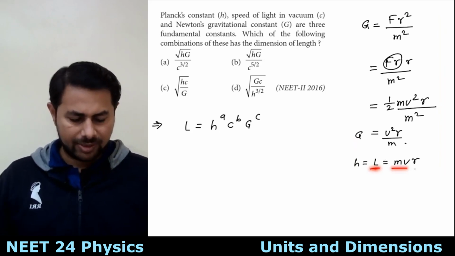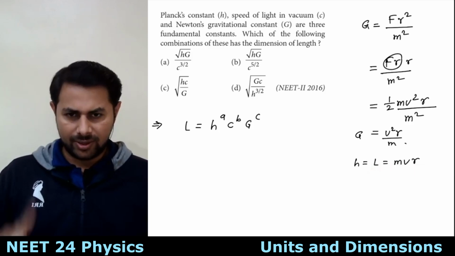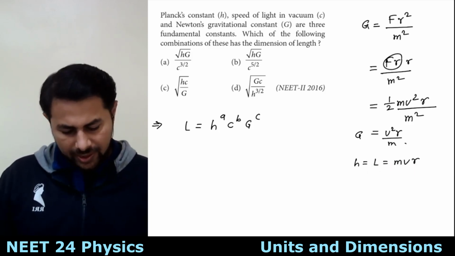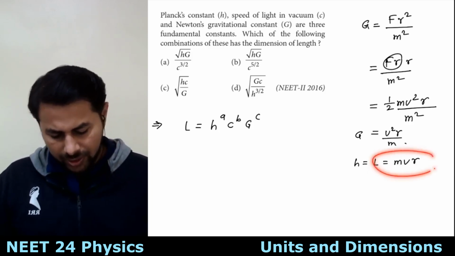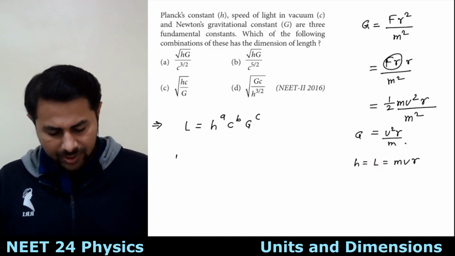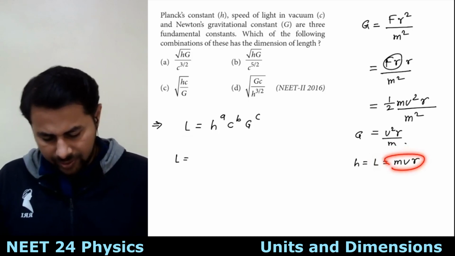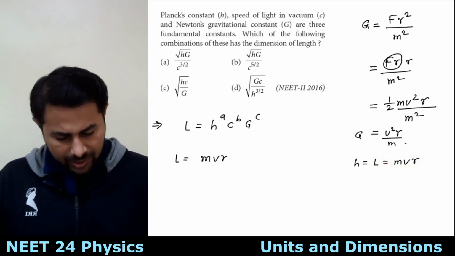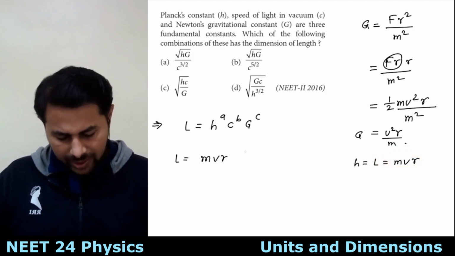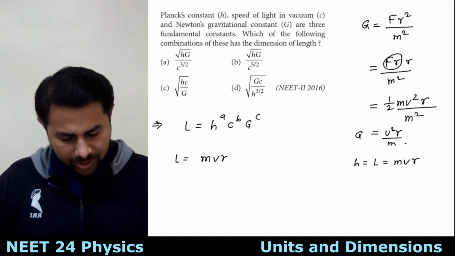Angular momentum has dimensions of mvr. It's option A. Let's check. And then you want to find out length in terms of this. So L, that is h, is mvr. I will just say mvr. Then I want length only, right? So I need to get rid of this v.